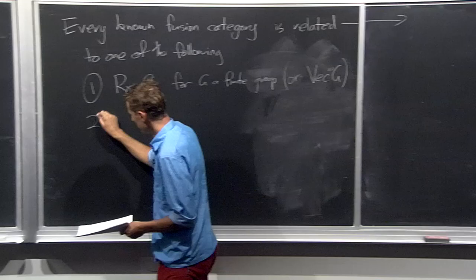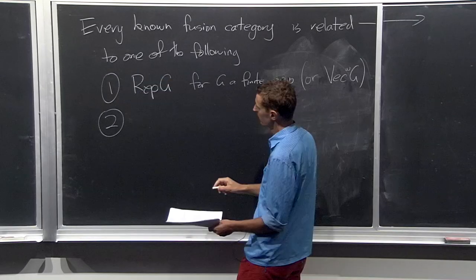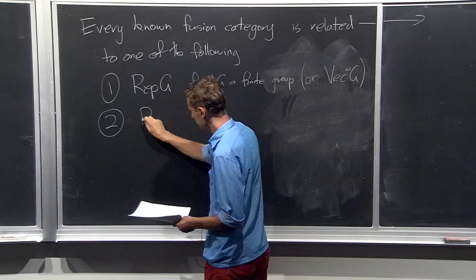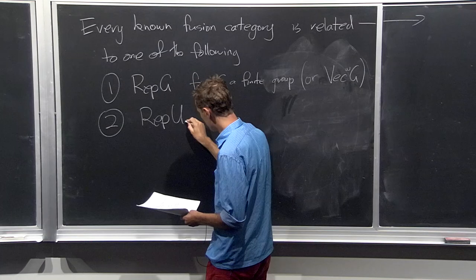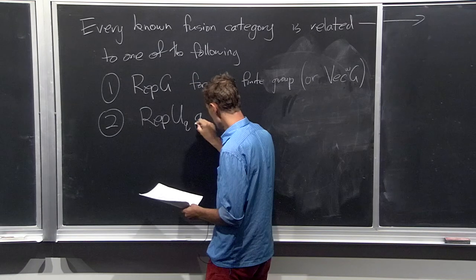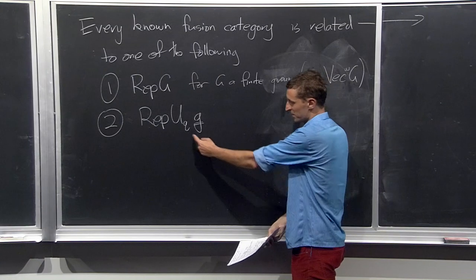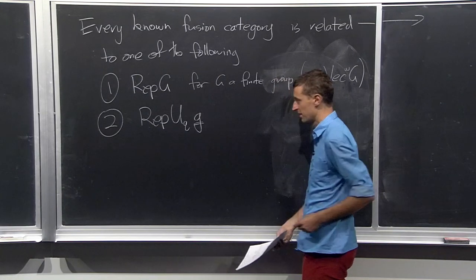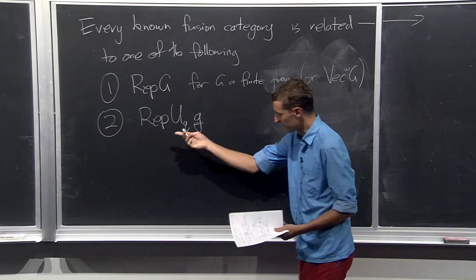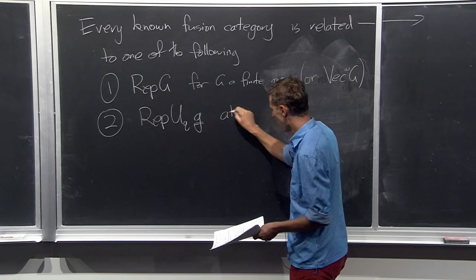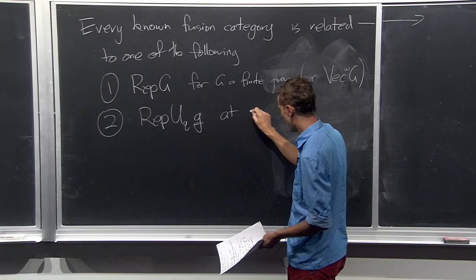Okay, then the next main source of fusion categories is Rep U_q(g). So here, g is some complex semisimple Lie algebra. U_q(g) is the quantum group. And then we can look at its representation theory. Well, but what I really mean here is at q a root of unity.